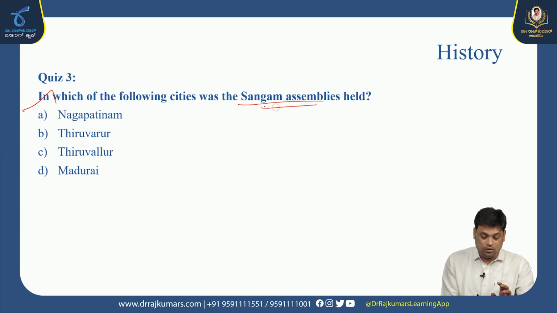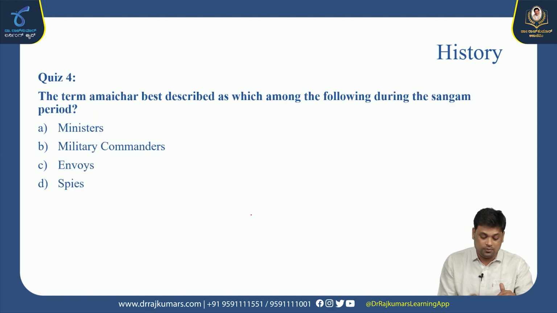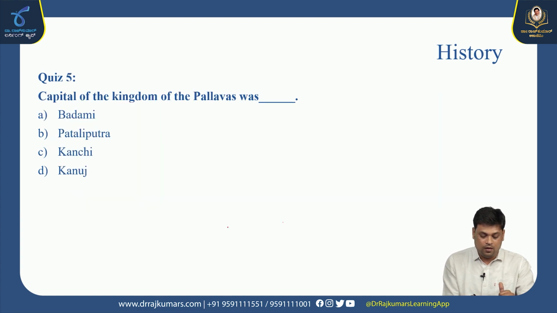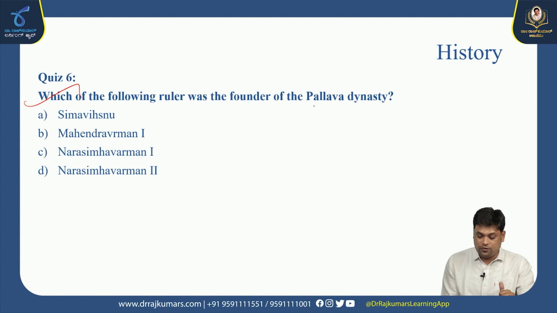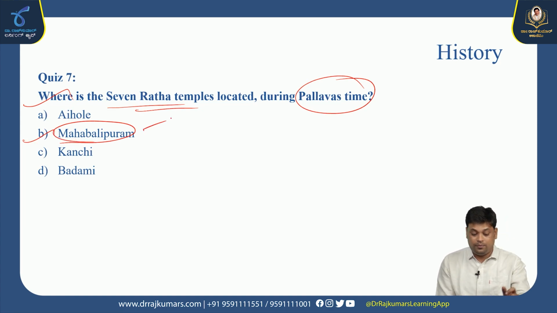In which of the following cities were the Sangam assemblies held? We clearly know Madurai. Madurai is the place where Pandyas ruled. There they came up with the Sangam, Tamil Sangam. The term amatyar is best described as which among the following during the Sangam period? Amatyar means ministers. The capital of the kingdom of Pallavas was Kanchipuram. Which of the following rulers was the founder of the Pallava dynasty? Simha Vishnu, he is the real founder. Where is the Seven Ratha temple located during Pallava time? Mahabalipuram. Okay, the Seven Ratha temple is located in Mahabalipuram.